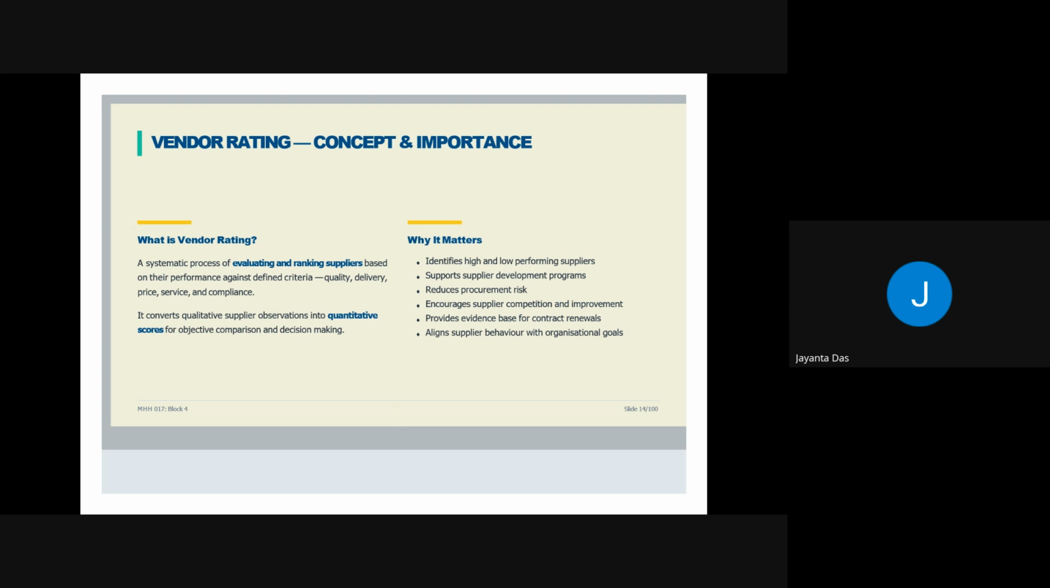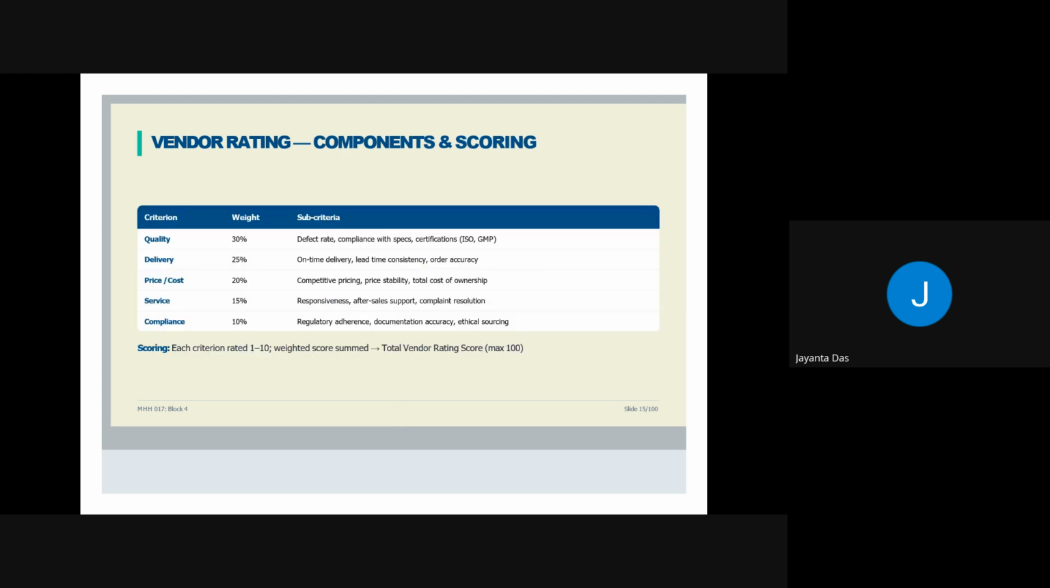And last is to align supplier behavior with your organizational goals. They must understand what exactly we require, what our purpose is for having those items, and if they also become a part of it and are committed to it, the situation will always be better. So vendor rating and its components and scoring, going from qualitative to quantitative terms, that is measurable or tangible terms, is what we can have.